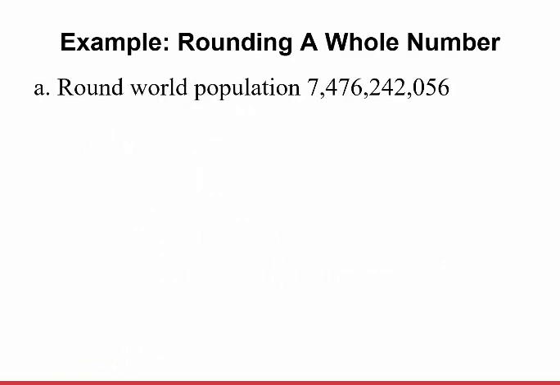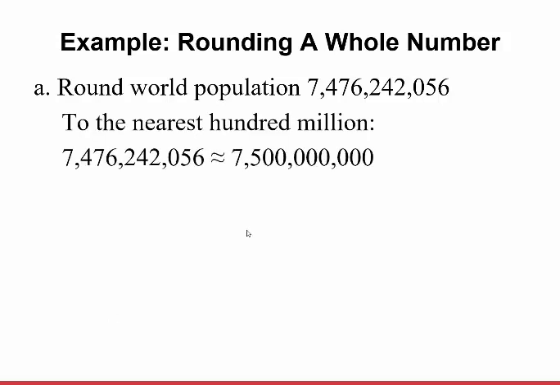Okay. So we're going to have this number here. This is the world population. It's 7,476,242,056 people. That's the world population. All right, so I want to round this to the nearest 100 million. To go to the nearest 100 million, you go to the 100 millions place. So you're going to look at this 4. You're going to look at the number to the right.